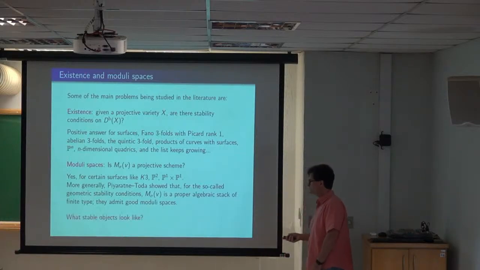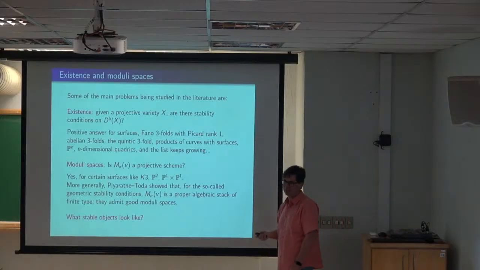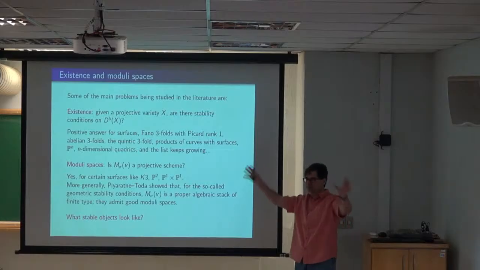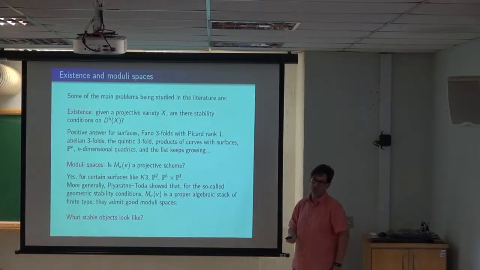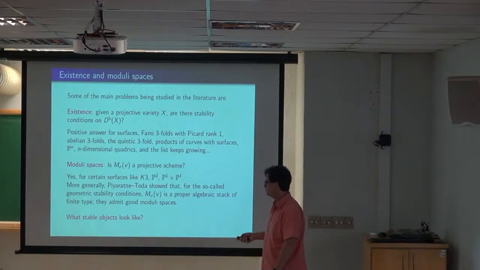I'm going to say a few more words about that as well. And last, what stable objects look like. Can you construct stable objects? Given a point in that plane, or in that quadrant of stability conditions, can you give me an example of a stable object? Can you give me many examples of stable objects?